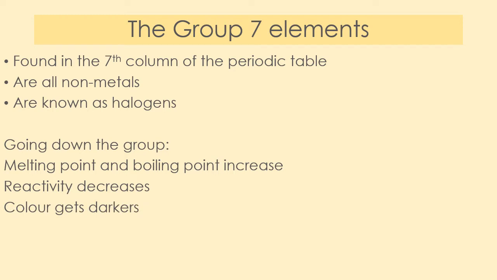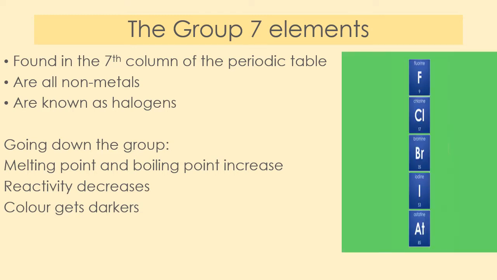The colour of them also gets darker. Fluorine is incredibly pale. Chlorine is a light green gas, and as we go down we get darker and darker, all the way down to astatine, which is very dark indeed. So here we have them here. We've got fluorine, chlorine, bromine, iodine and astatine. So fluorine is a gas, is very pale and is very reactive. Astatine, all the way down here, is a solid, is very dark and is less reactive.